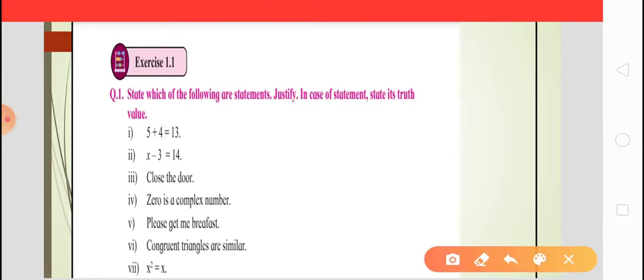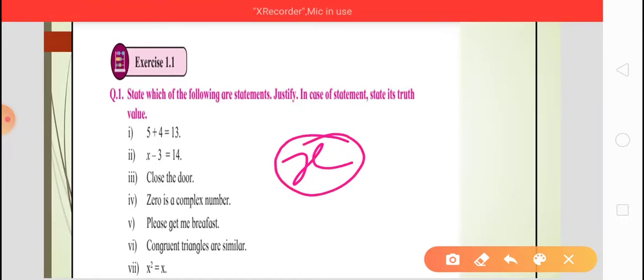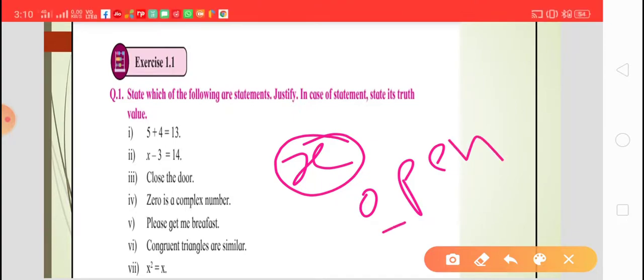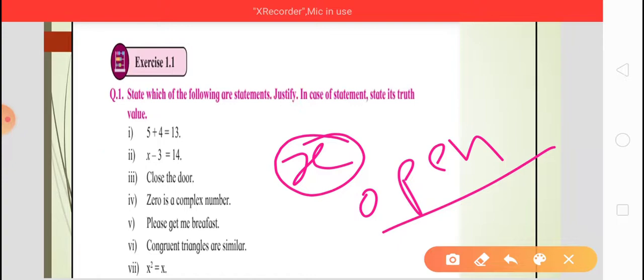Let's take the second example. x minus 3 equal to 4. The equation contains the unknown x. I told you that if the equation contains a variable and we haven't been given the value of x, then such an equation is an open sentence, and an open sentence is never a statement. So this second sentence is not a statement.